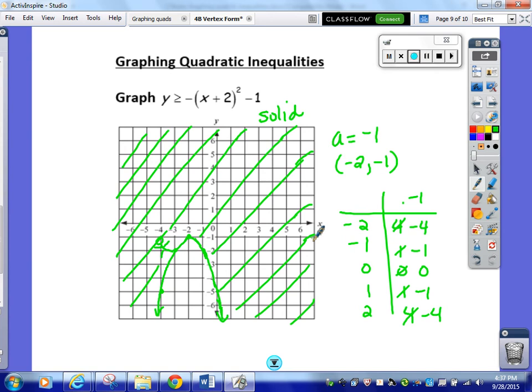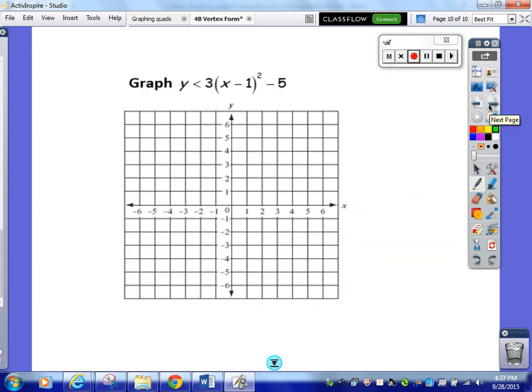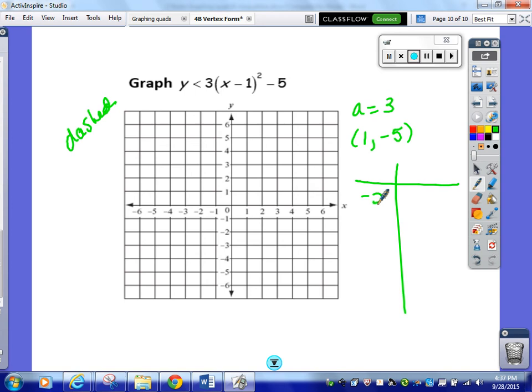All right, let's look at one more. All right, this time I'm less than, so I'm going to be dashed. All right, what do I got? I've got a is 3. My vertex is 1, -5. All right, parent point time. You've got those memorized already. All right, this time I'm multiplying by 3. Okay. All right, vertex is 1, -5.